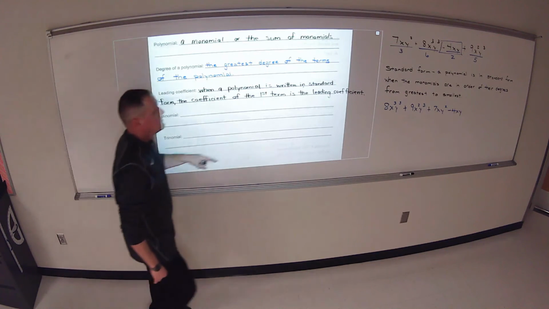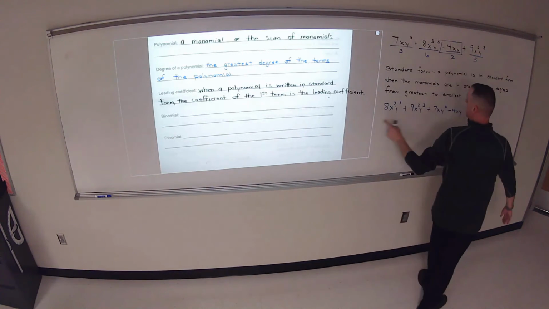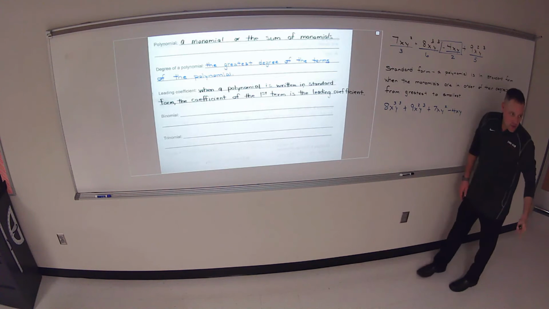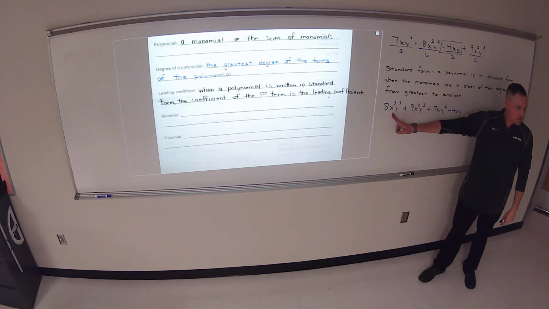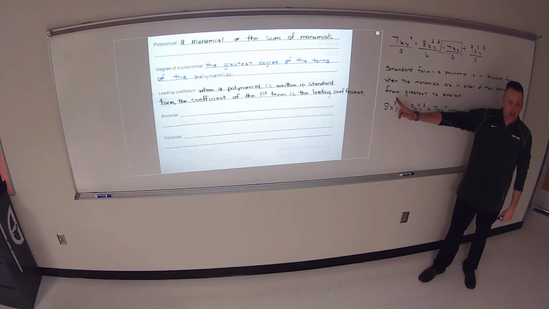So once I rewrote this into standard form here, here's what we know. The degree of this polynomial is 6. Why? Because we always put the highest degree first, and that's what we said we're looking for anyways. And my leading coefficient is 8.